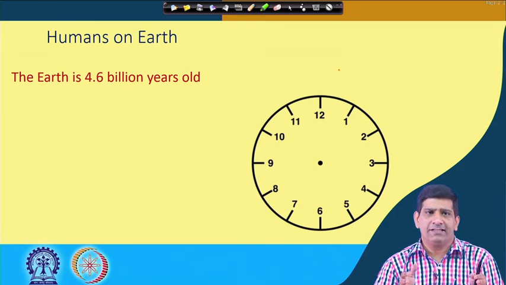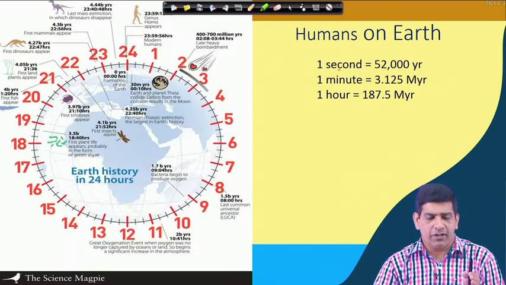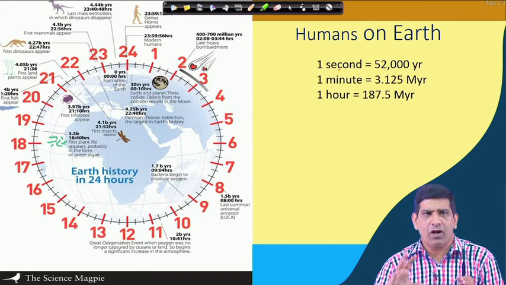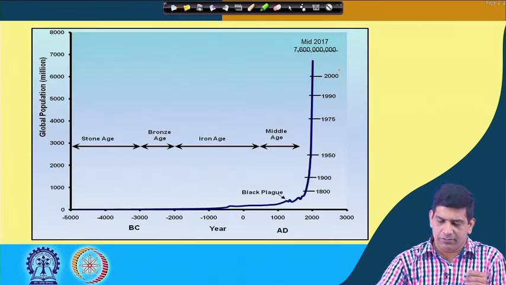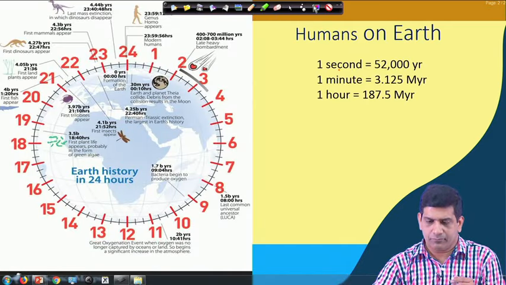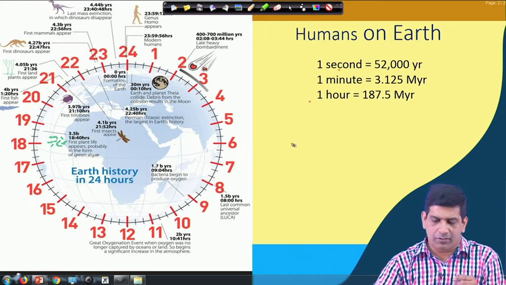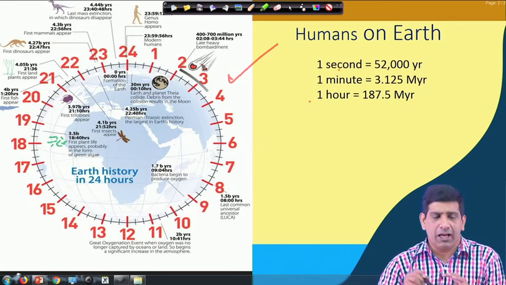Mother Earth is 4.6 billion years old. That is a huge amount of time. 4.6 billion years is the age of Mother Earth. We humans, when we came to this earth, if you put Mother Earth's timeline on a 24-hour scale, as you can see over here, this is a 24-hour scale which has been presented here for Mother Earth's timeline.